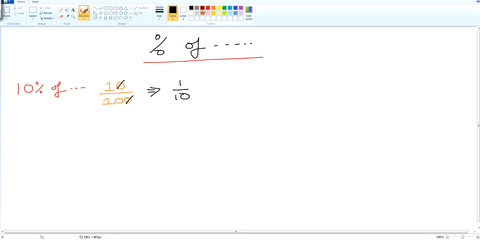Now if we want to work out 1/10, what calculation do we use? We divide by 10. So 10% means 10 over 100 cancels down to 1/10, and we can work out a tenth of something by dividing by 10.